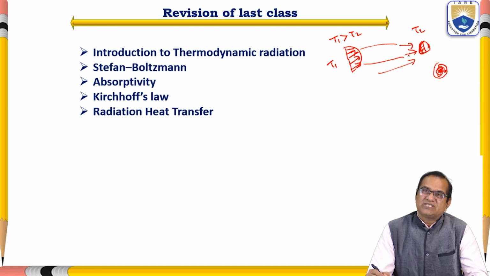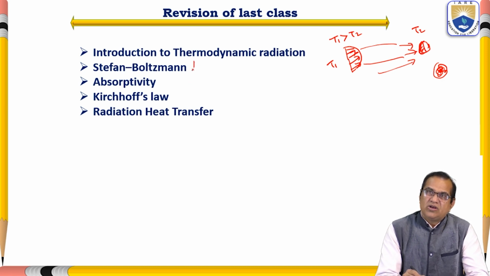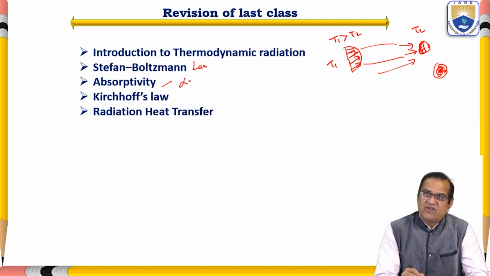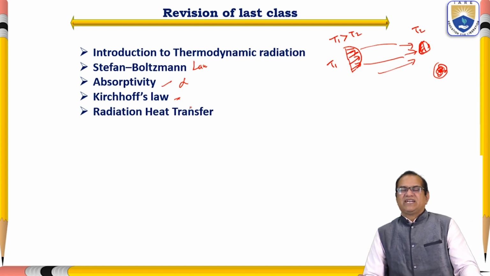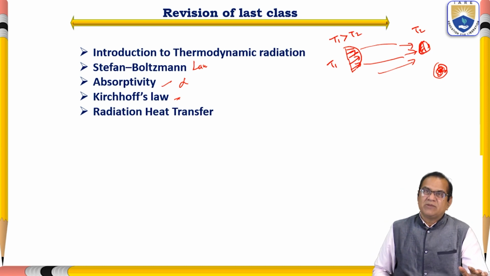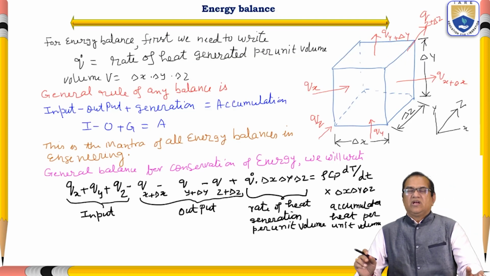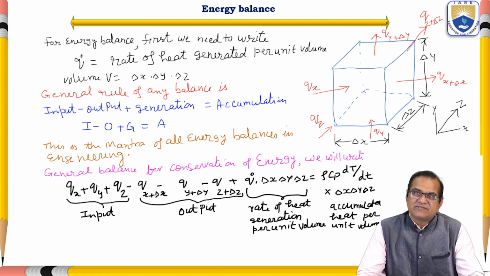And here we have the Stefan-Boltzmann law. Then we have seen the absorptivity alpha. Then we have seen Kirchhoff's law, and radiation and heat transfer we have already discussed in our previous class. Please refer to my previous lecture for full detail. Now we will see the energy balance.